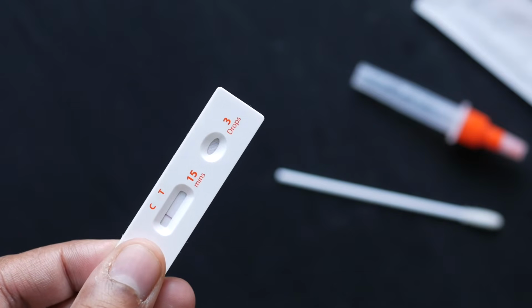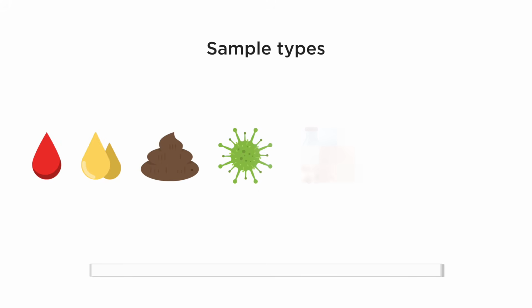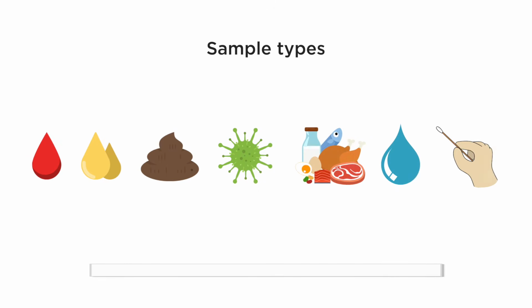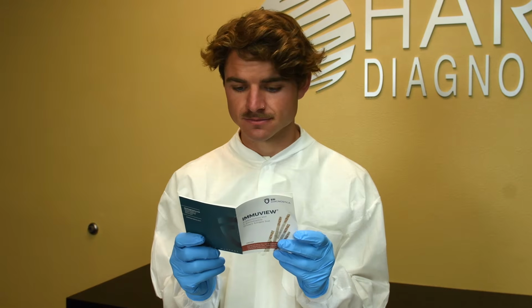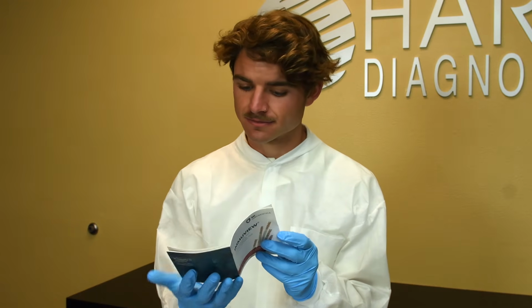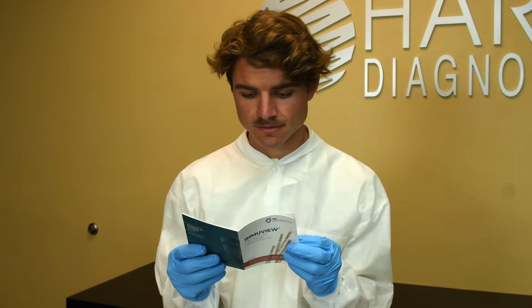Lateral flow assays are intended for many different sample types, ranging from clinical specimens such as blood, urine, stool, or respiratory specimens, to samples like food, water, or environmental samples. Make sure to read the package insert and intended use of the product you are using to know what specimen or sample type it is intended for.